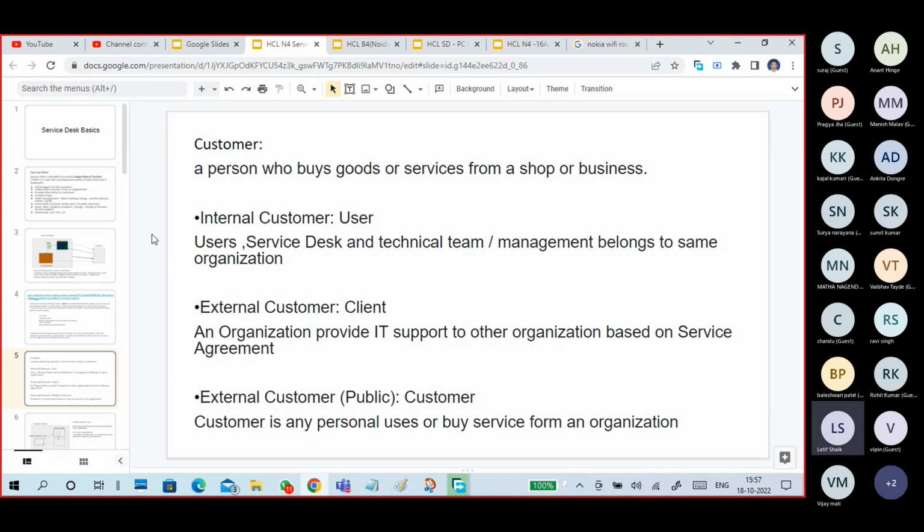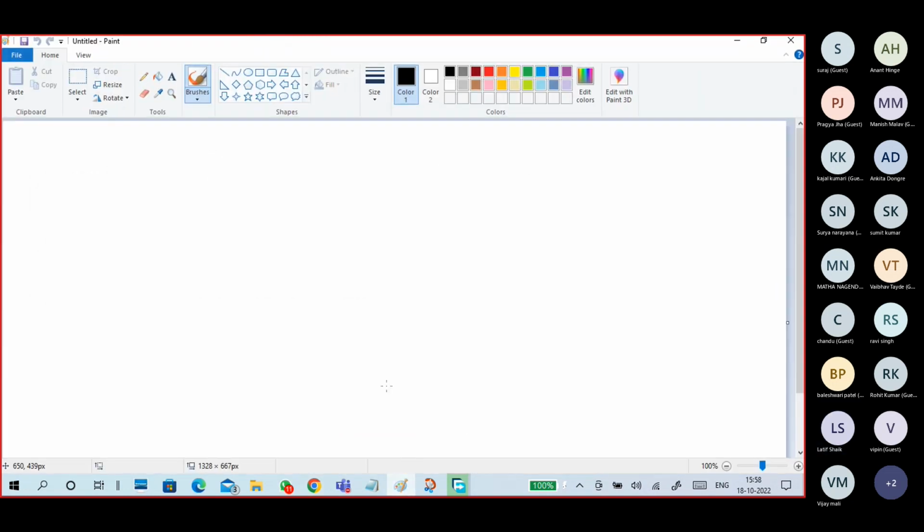A customer is a person who buys goods or a service from a shop or a business. I went to a shop and purchased something, so the people call me a customer. I'm a customer of the shop. Or maybe I have taken a service, like an internet service or a web service, some IT or non-IT service. That is also taking a service from a business. They are customers, but there is an internal customer.